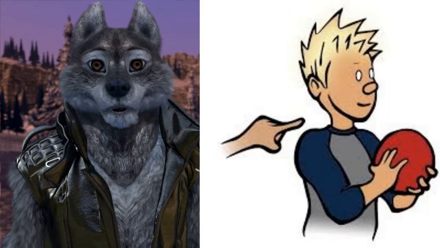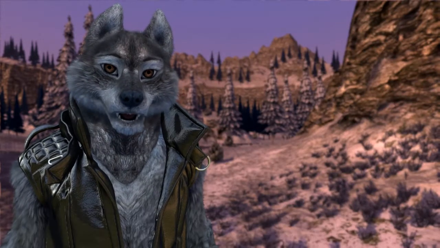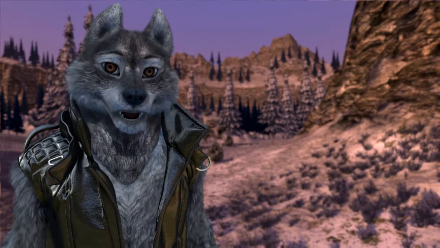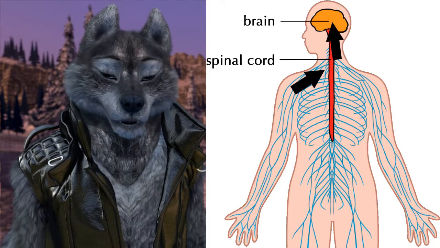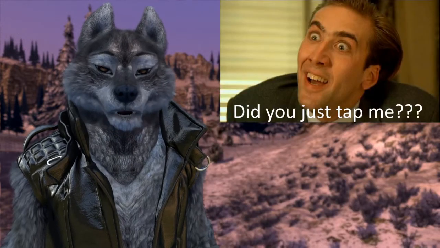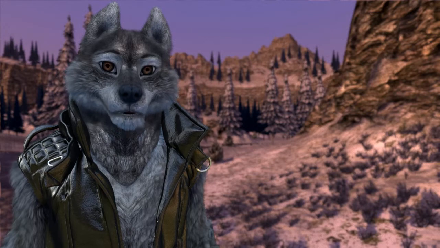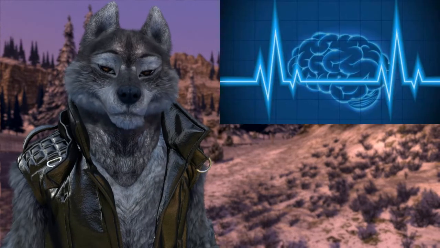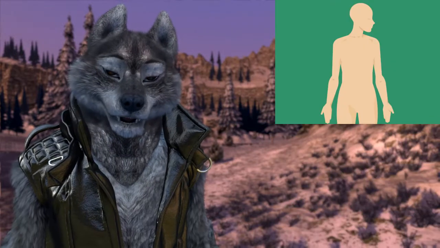When someone taps you on the shoulder, nerve cells, also called neurons, in your skin detect the tap and transmit a signal through your shoulder to your spinal cord and to your brain to let you know exactly where someone tapped you. So that's their job. Neurons carry signals or impulses from the brain to the body and from the body to the brain.